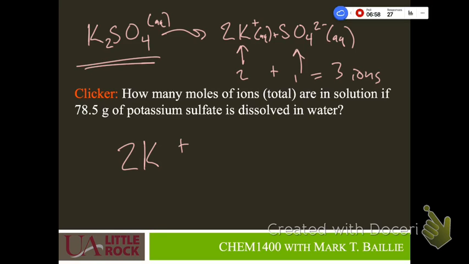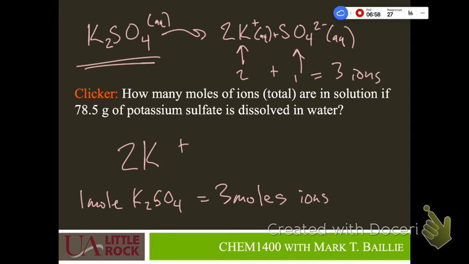Three moles of potassium, 1 mole of potassium sulfate gives how many moles of ions? 3 moles. So if we have 1 mole K2SO4, when it dissolves in water, we get 3 moles of ions. Am I doing anything tricky yet? That's a conversion factor. What just happened? Was that the answer? No.